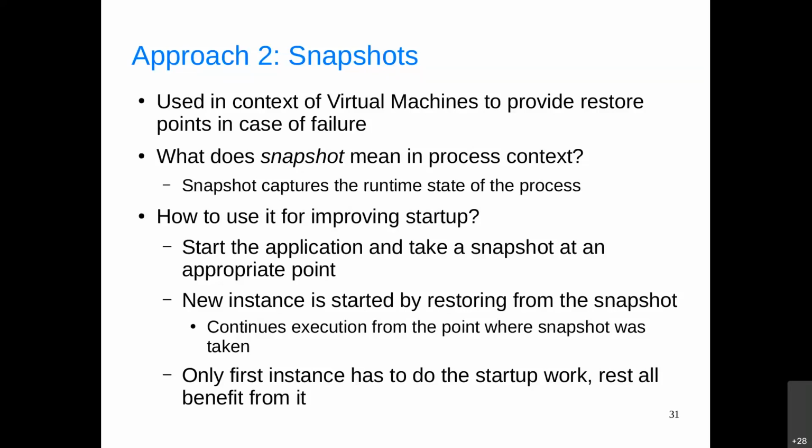And how we can use this snapshot mechanism to improve the startup is pretty straightforward. You start an instance of the application and let that instance complete its startup activity. Once it has finished all the startup work, at that point in time, you take a snapshot. That will capture the runtime state of that process, and from there onwards, if you want to start a new instance, all you have to do is restore the process from that snapshot, and the new process that comes up will continue its execution from the point where the snapshot was taken.